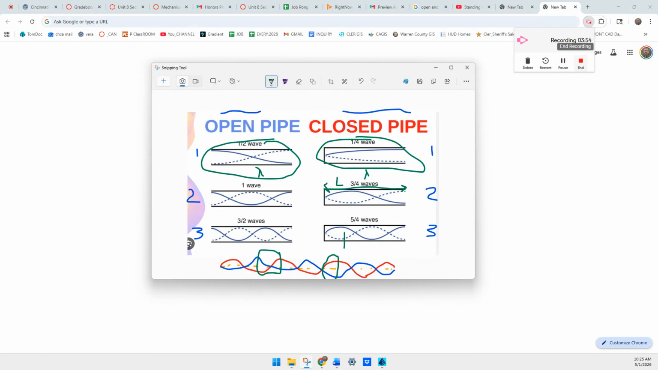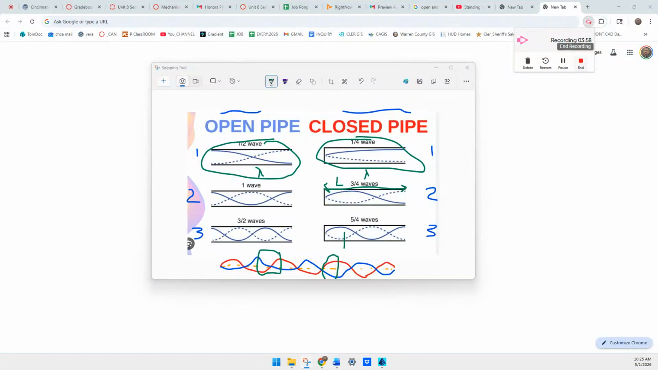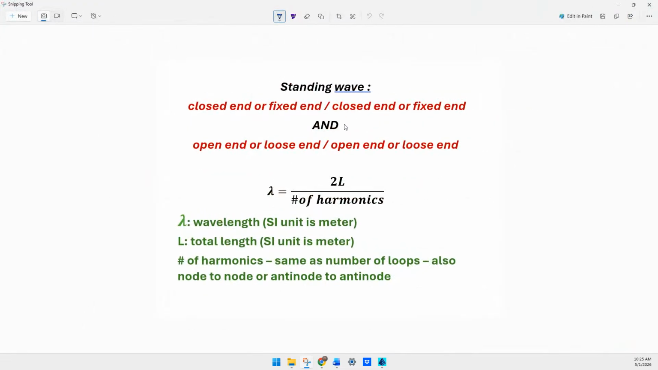And then on the flip side, the other one, sorry, wrong one, there we go. If it's closed, fixed at both ends, or open, open, or loose, loose, the wavelength is equal to 2L divided by the number of harmonics. Hopefully you pause that and get that in your notes, and this should help you get where you're going.